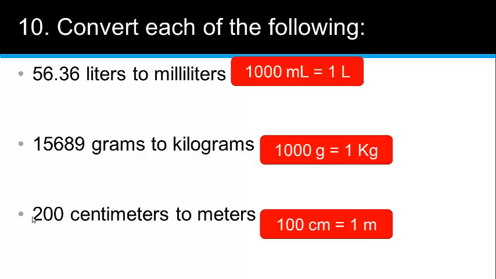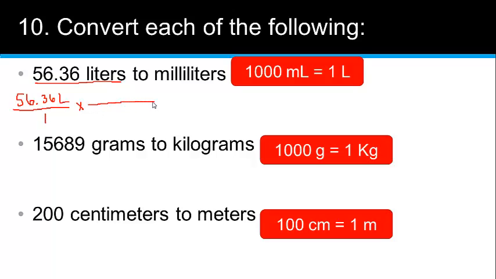Next question is to convert each of the following. So, there are 3 conversion factors that you need to know to do these problems. The way that you do these problems, you start out with the number that you are given. So I've got 56.36 liters, and you always need to include a unit. I'm going to put a 1 on bottom. This is just a placeholder.